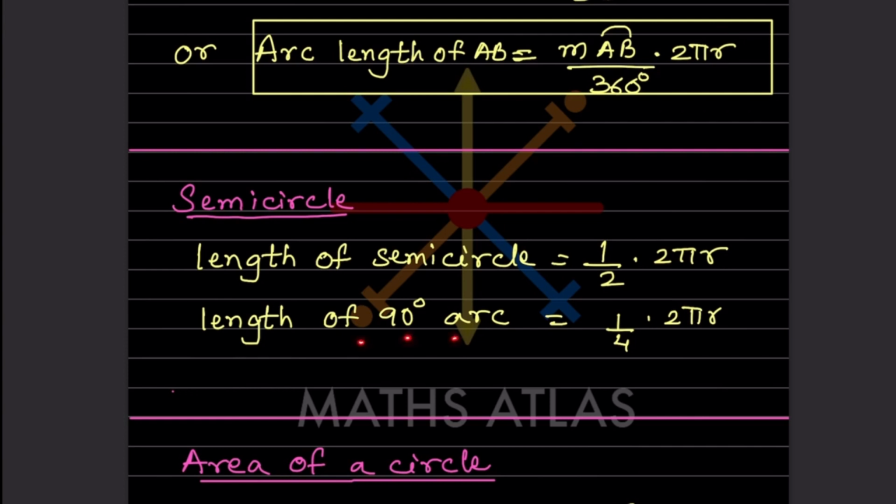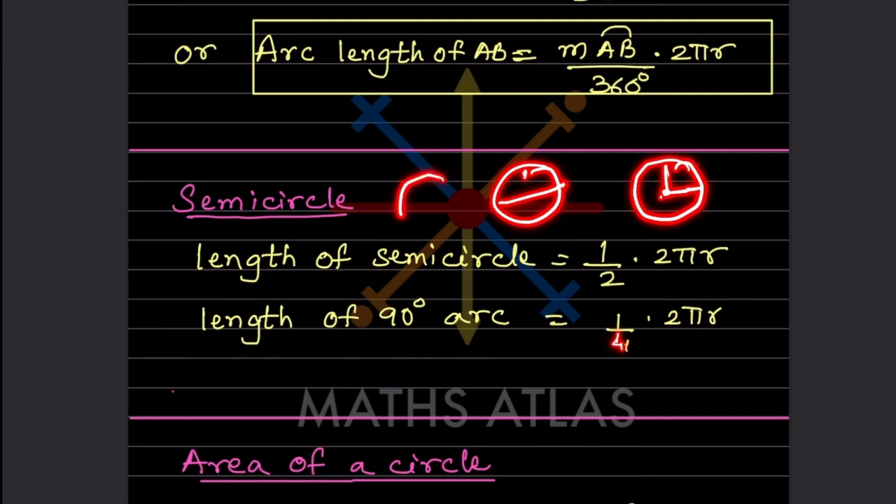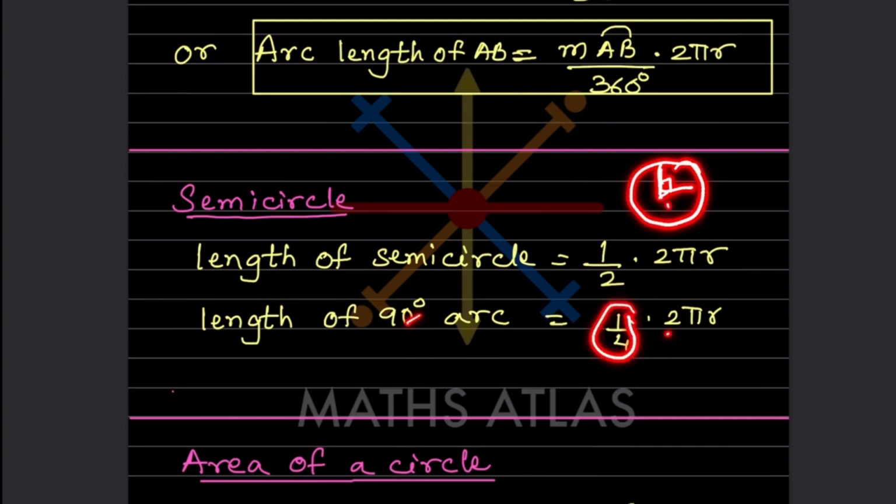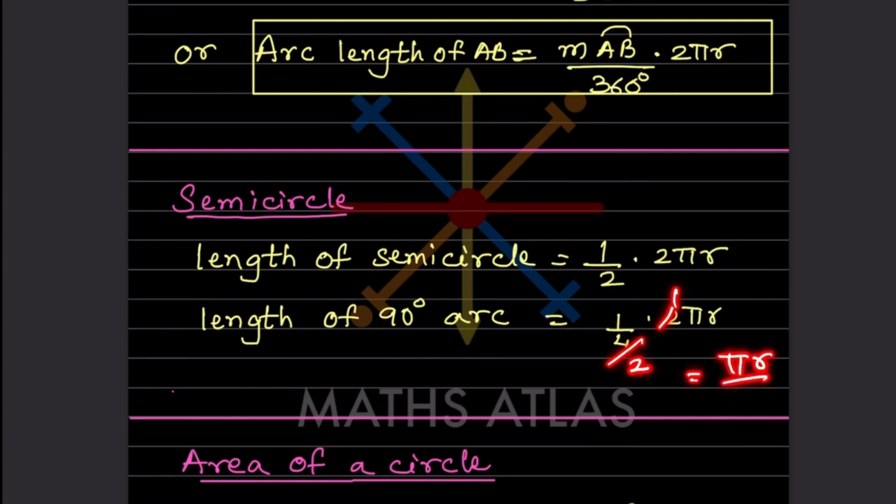And the length of a 90-degree arc is going to be 1/4. See here, this is 90 degrees. Semi means half, that is half into 2 pi r, because the whole part is 2 pi r. But this one is 1/4, because 90 degrees is 1/4 of this circle. So we are going to write 1/4 into 2 pi r. Hope you got this one. This can also be written as pi r by 2, because the 2s cancel.